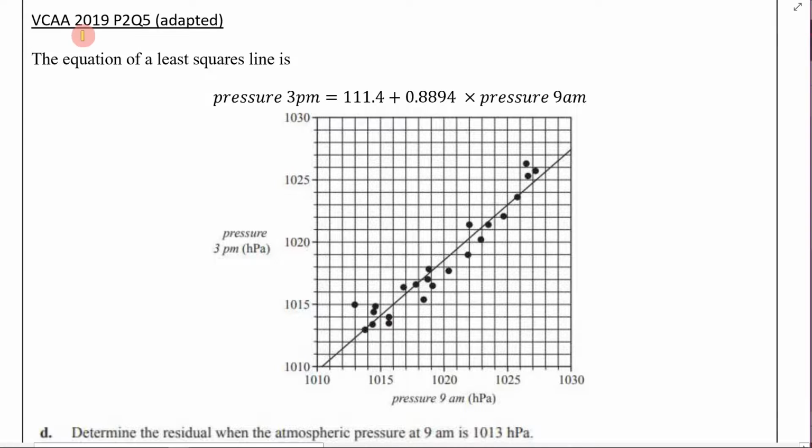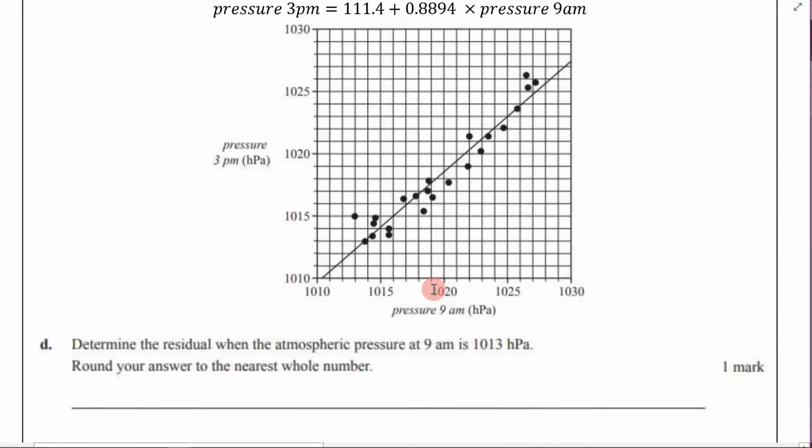So we're going to work through this past exam question. It's taken from 2019, paper 2, question 5. It says, the equation of a least squares line is given here, and we've also been given the graph here as well. So just to take note, our pressure at 9 a.m. is our x-axis, and our pressure at 3 p.m. is our y-axis here.